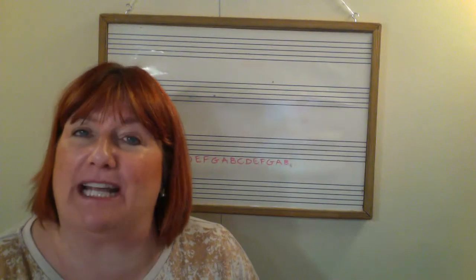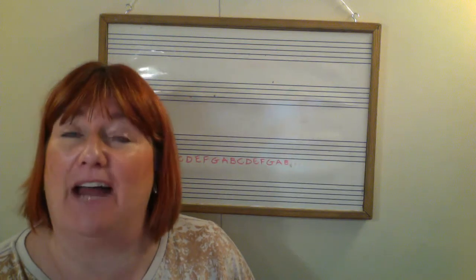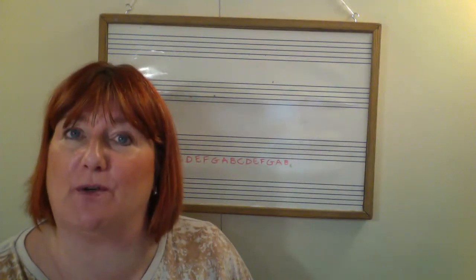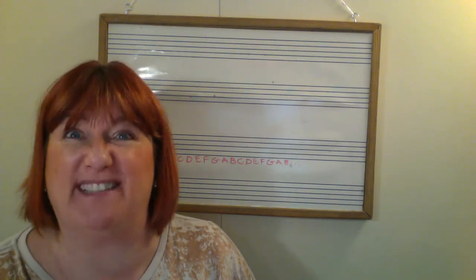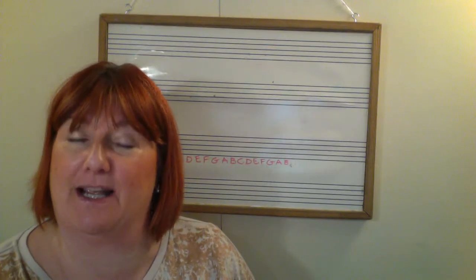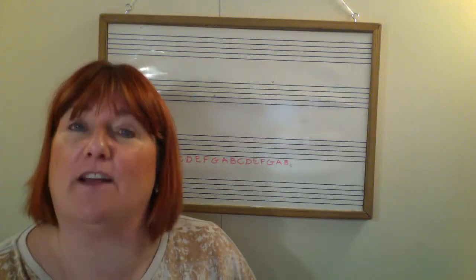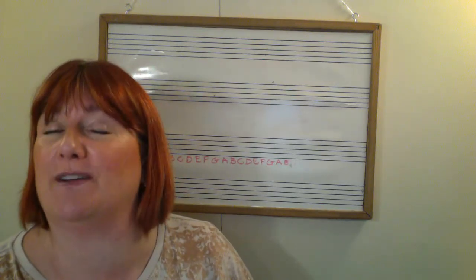Now, today we're going to do a little bit more work about the stave, the lines and the spaces, and also about our musical alphabet, because our musical alphabet is very similar to our normal alphabet, but it's just a lot shorter. It only has 7 letters, so it's very, very easy. So we'll start off singing that, and I'm just going to move back so that you can see the letters on the board.